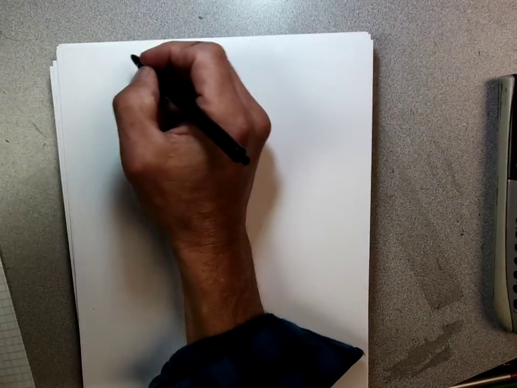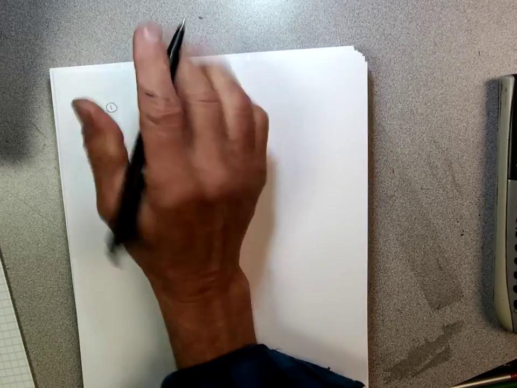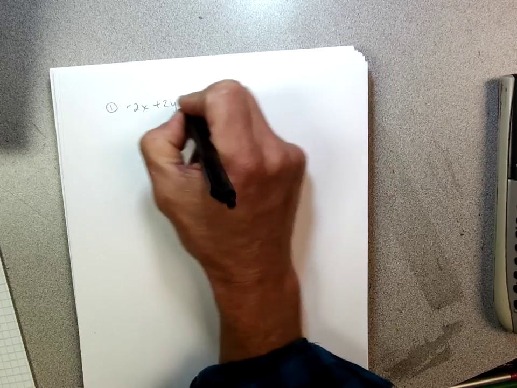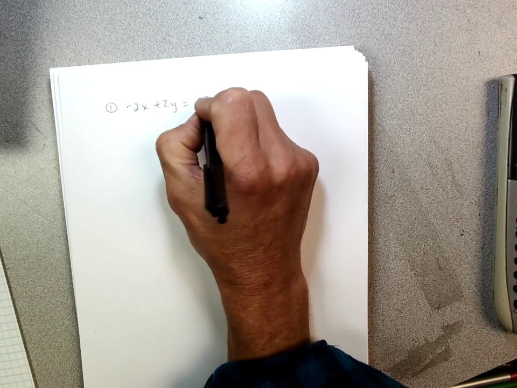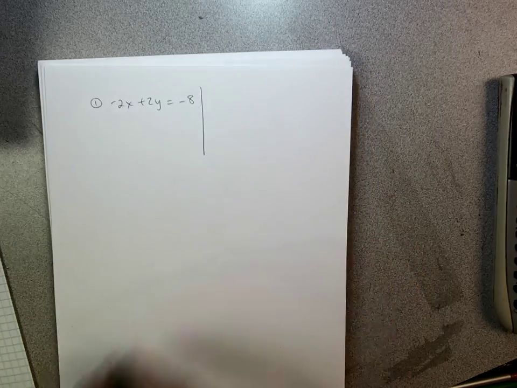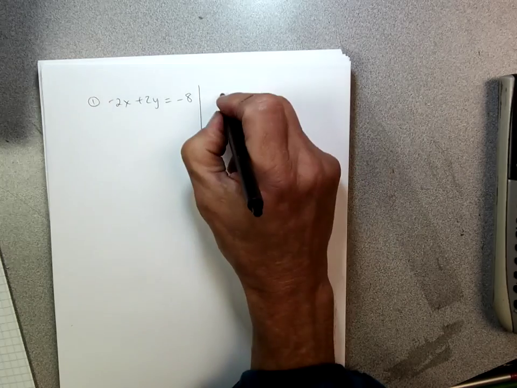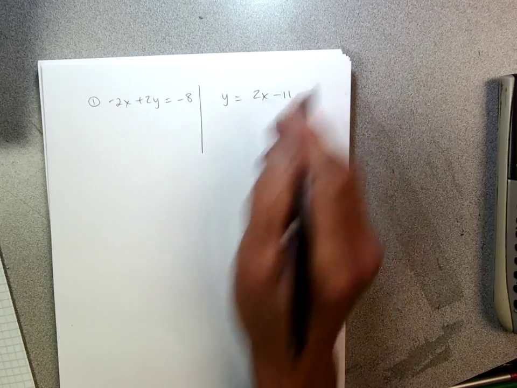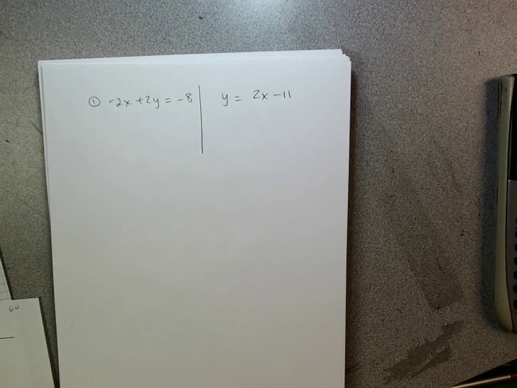I'll take my number 1, negative 2x plus 2y equals negative 8. And when I do substitution, I like to write them side by side. It just helps me. y equals 2x minus 11. I like to write them side by side because it's easier to move one into the other, right?